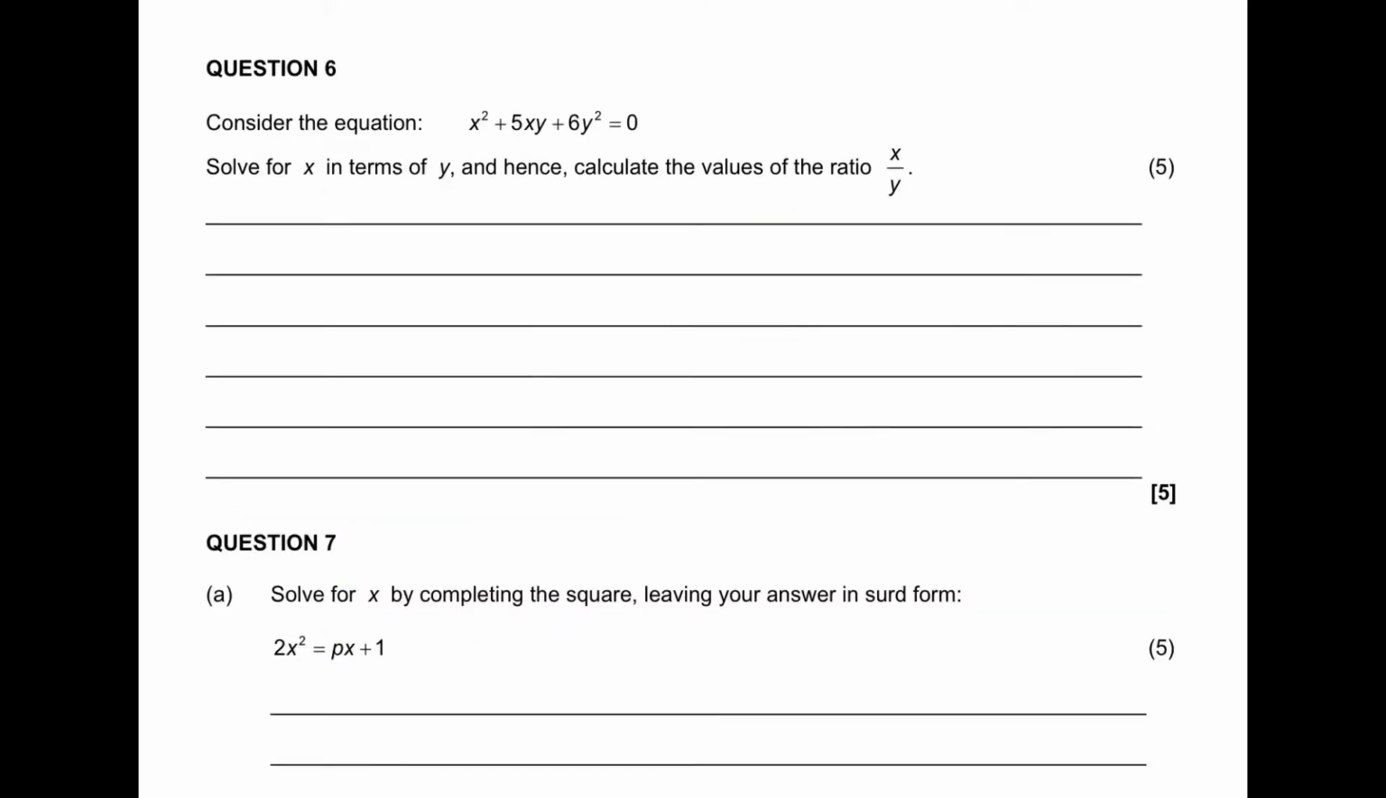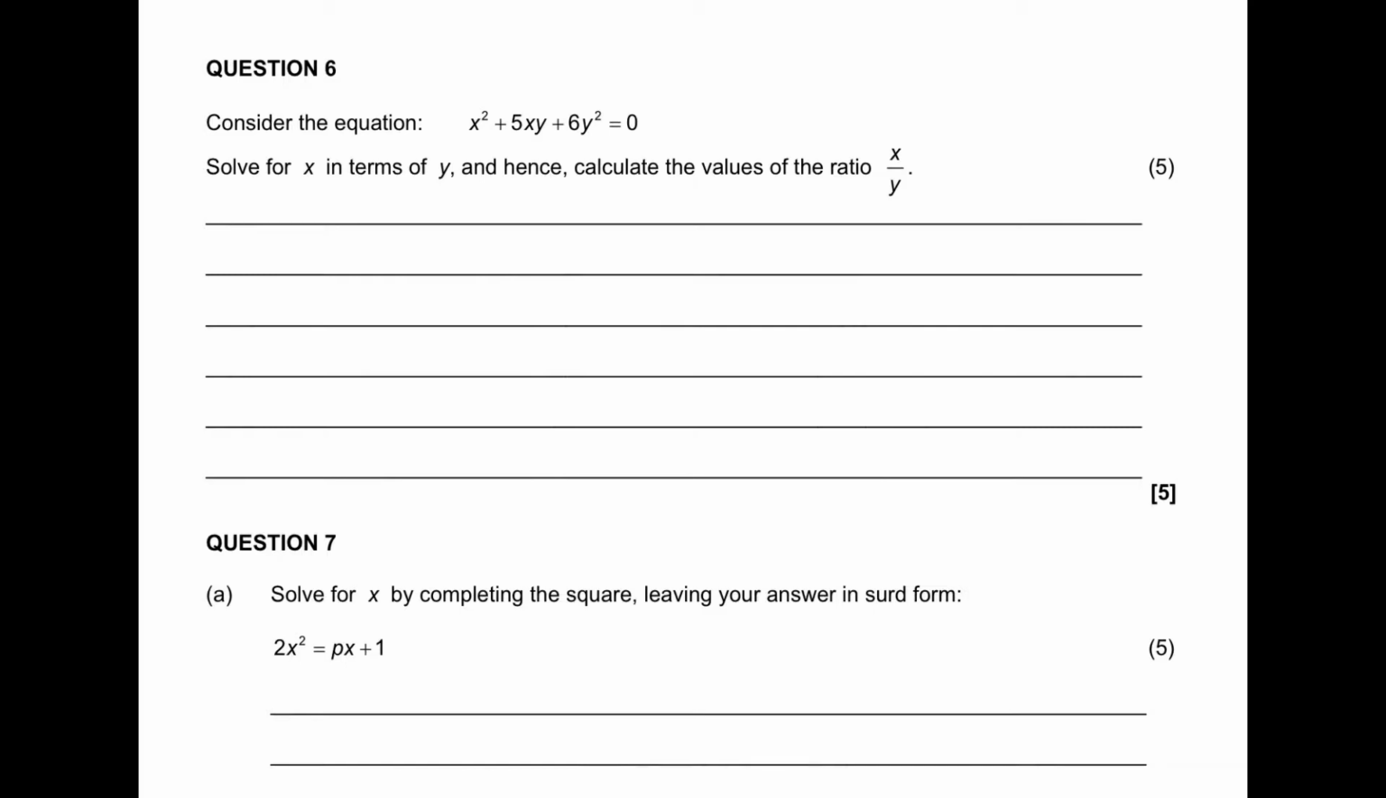Okay, question 6. This was the question from your previous test. So in other words, you know for sure that this question will not be repeated in the next test, but any of the other questions in this test can be repeated and will be repeated in your next test. Right, so consider the equation x squared plus 5xy plus 6y squared equals 0. Solve for x in terms of y.